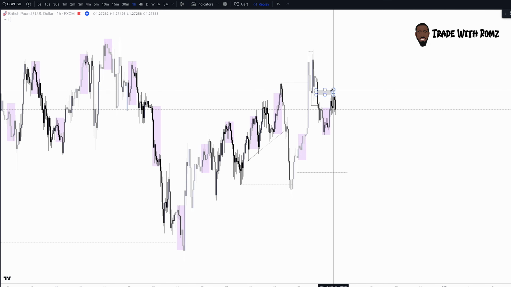So we had this imbalance fill here where this wick taps into the fair value gap or the imbalance and fills it, okay? And then let's go down to the 15 minute.